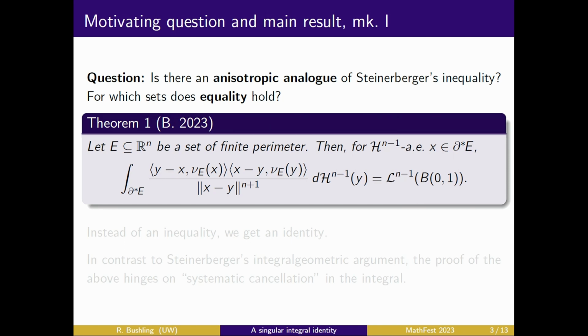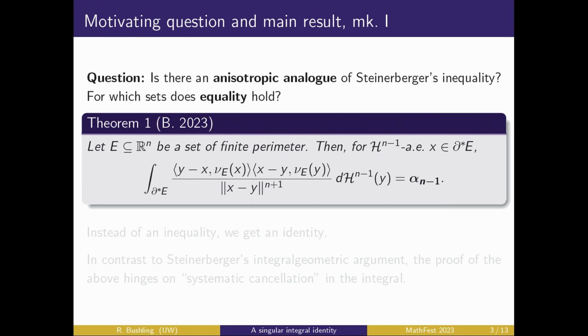So to completely go off the rails, I'm going to start with an observation that is seemingly unrelated, and it's the following. So if E is a set of finite perimeter, then for almost every x in the reduced boundary, that's the set of points where we have this unit normal vector field, outward pointing, we have the following identity. So this integral over the reduced boundary with respect to n minus 1 dimensional Hausdorff measure is constantly equal to the n minus 1 Lebesgue measure of the unit ball in R^(n-1). And so I'm going to abbreviate that, alpha n minus 1. We'll see that constant a few times.